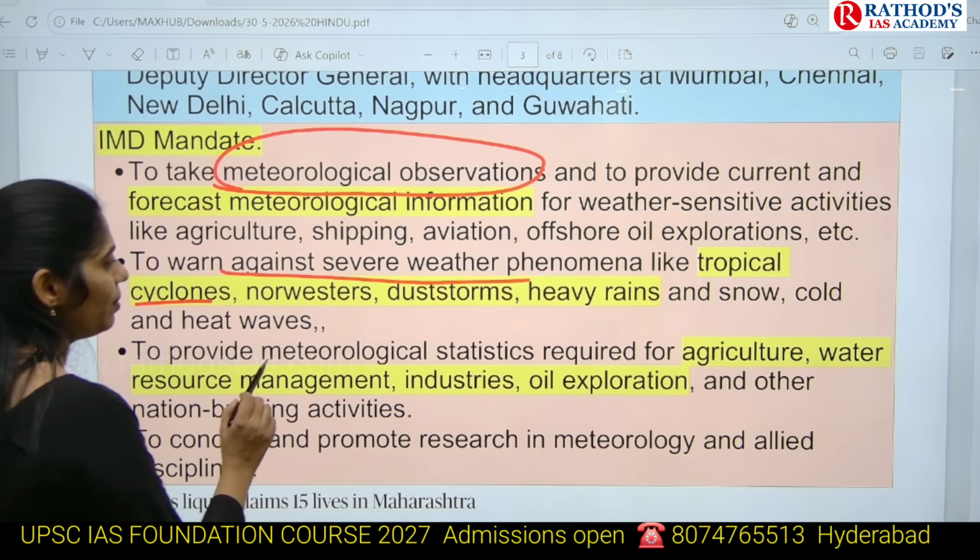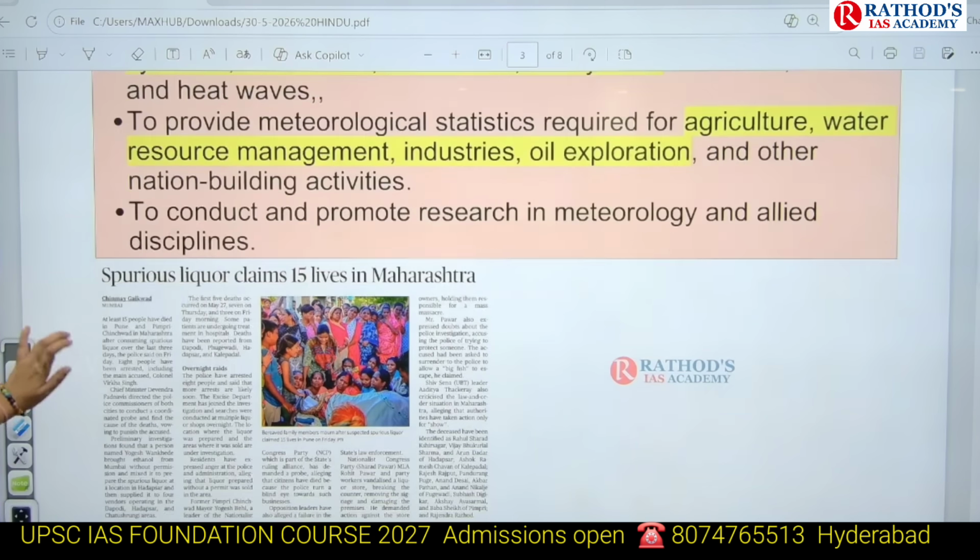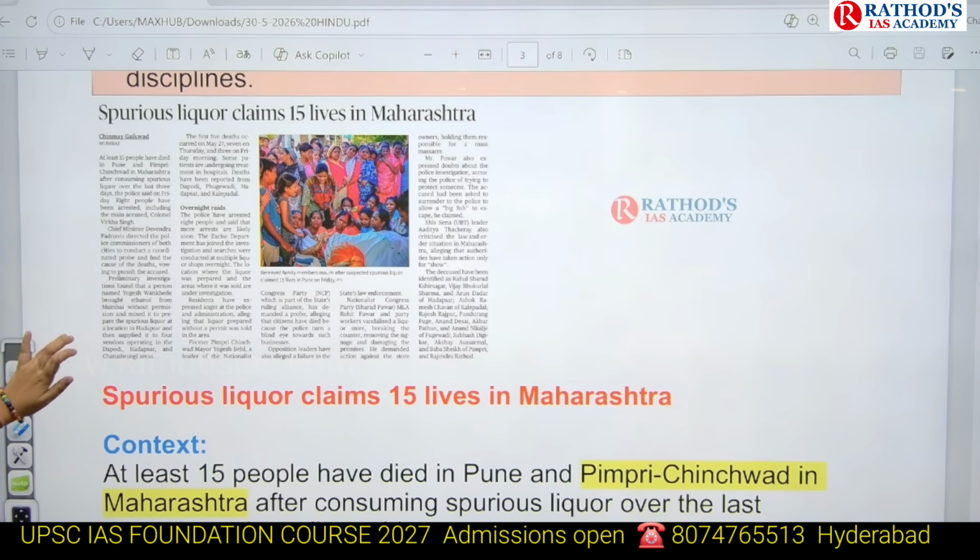And next, it will also provide forecasts related to agriculture, water resource management, industries, oil exploration and nation building activities. Okay. See this article, guys. Read out the title.